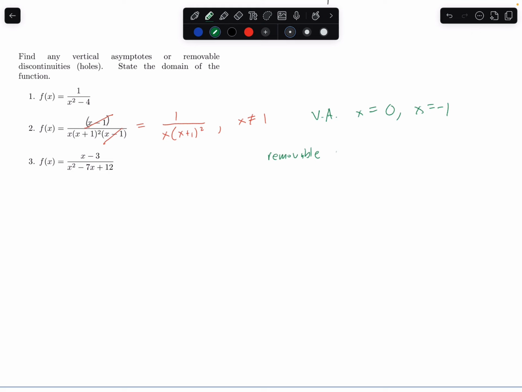Removable because it's removable. Discontinuity because your graph is continuous if you don't have to lift your pencil, but it's a hole. So to make a hole, you have to lift your pencil for a second and then continue on. So it's discontinuous. You broke the continuity. So removable discontinuity.